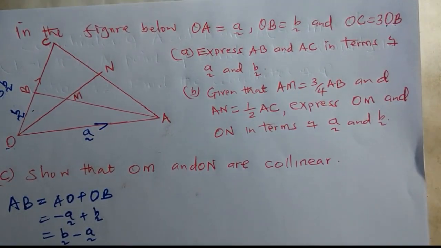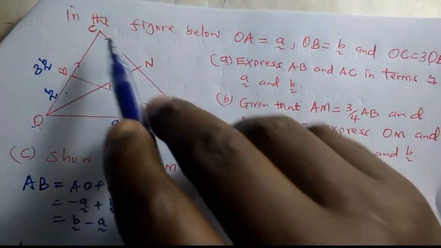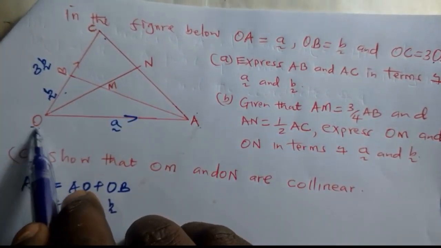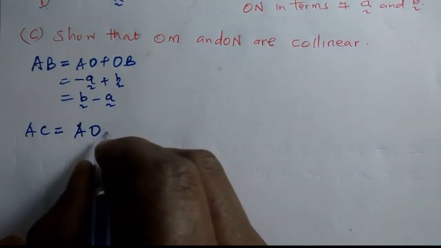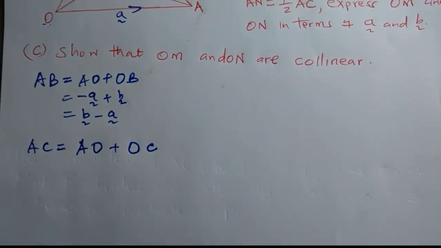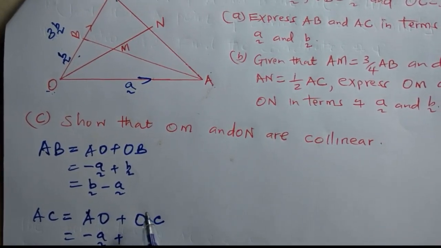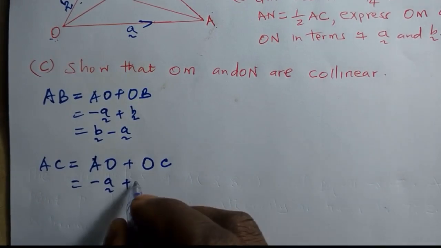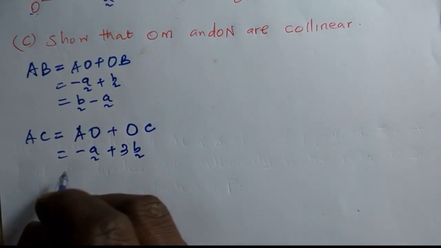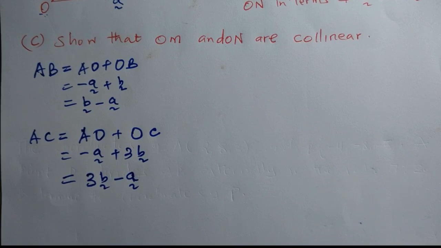Now the next one is vector AC. How do we get AC? AC is equal to AO plus OC. But we know that AO is equal to minus A, plus OC. OC is 3B, vector 3B, and this is the same as you can start with a positive 3B minus A, like that. So we are done with part A.